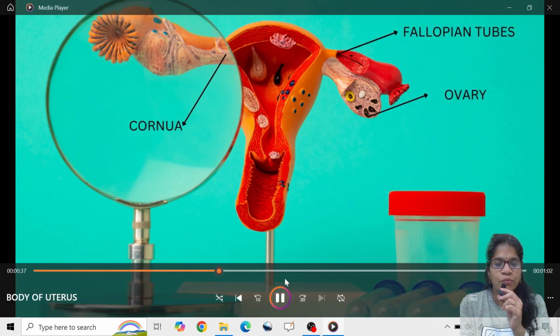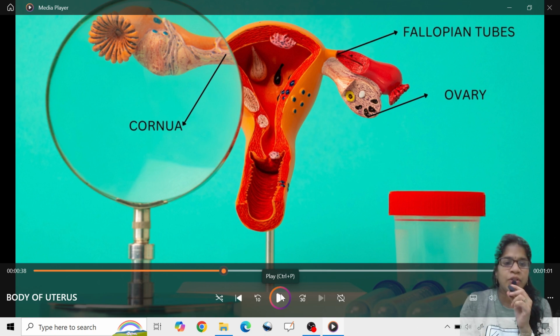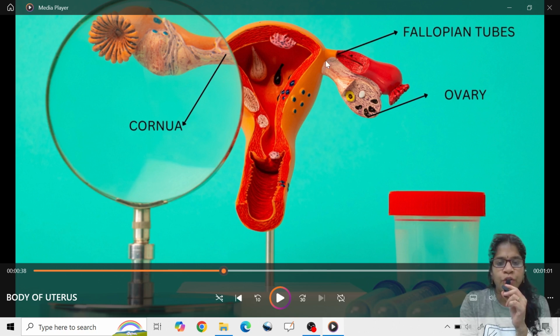So now let's see the parts of your internal reproductive system in females. So I told you, when I enter into the uterus, you have your body of uterus covered with three important layers, and you have your fallopian tubes coming out of your body of uterus, and you have the ovaries, right? So the place where the fallopian tubes and the ovaries are attached to the body of the uterus is called cornua.